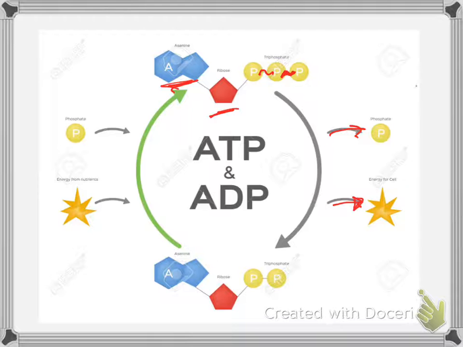And so we're left with an ADP. So we're down here with our ADP. And then to recycle that, we need to provide energy from someplace to reattach that phosphate. And that energy comes from cellular respiration or perhaps from photosynthesis.